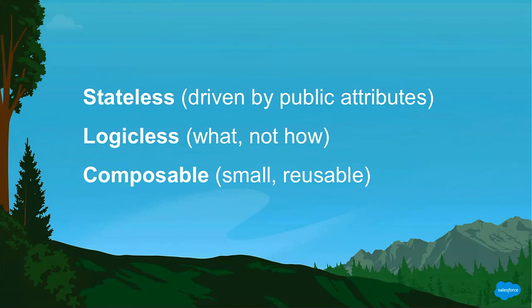So we're just going to do a quick overview of what we did today. The first thing we did is try to make some of our components stateless, and by that we mean driven by public attributes. Anytime you can drive a component by public attributes, it's always going to be way more predictable and easy to understand. Then we made some of our components logicless, meaning our components tell the application what should happen and not how it should happen, so our logic is not buried deeply in our components. And finally, we made some of our components composable, making them much smaller, reusable, and focused.